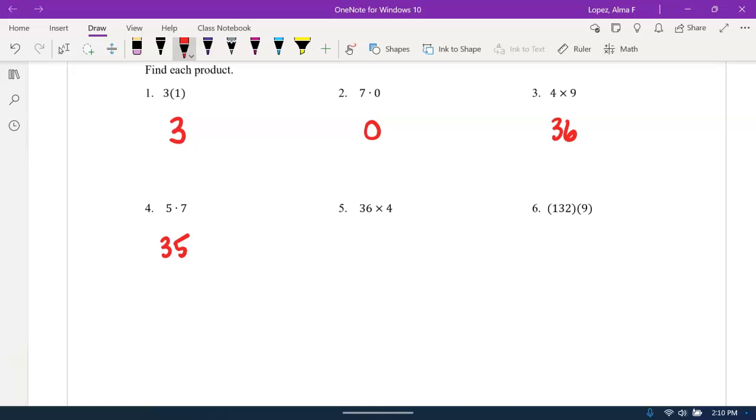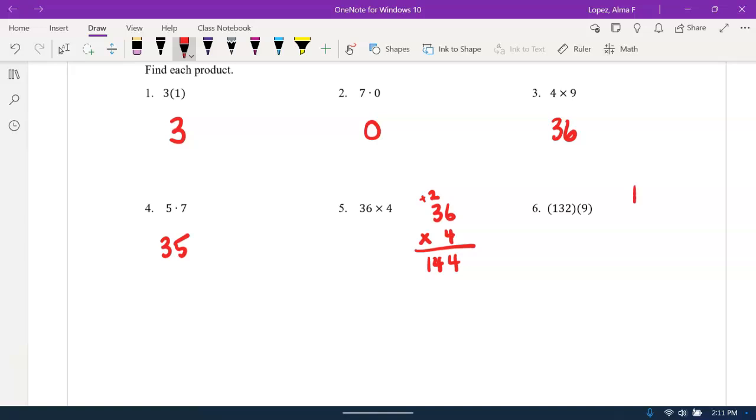36 times 4. Now, once we get to 2 digits or 3 digits, we're going to write them down. And I always like the smaller number on the bottom when we're multiplying. And what you do is you multiply first by the ones digit. So 4 times 6 is 24. Bring down the 4, carry the 2. Then you do it again. 4 times 3 is 12. But because you carried 2, that 12 plus 2 more is going to be 14. And that's how we end up with 144 there. Okay? Our product is 144.